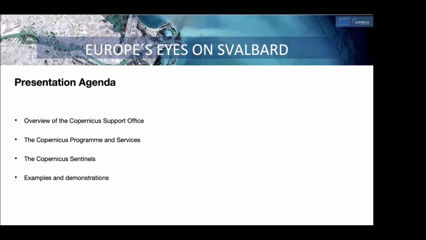So just a quick overview of what I'm going to go through. First, a quick look at what the Copernicus Support Office is. That's why I'm here. Then I will dive deep into the Copernicus program and its services. Then I will also give a short overview of the Copernicus Sentinels, because we will go back to them during the hands-on exercises to talk about them much more. If we have time, I'll give a few examples and demonstrations. If not, we can also move that into the hands-on.